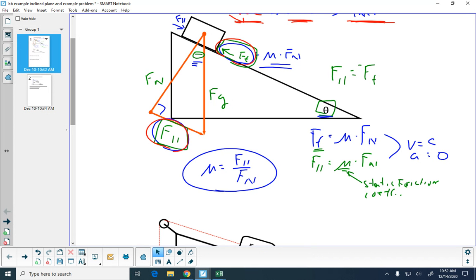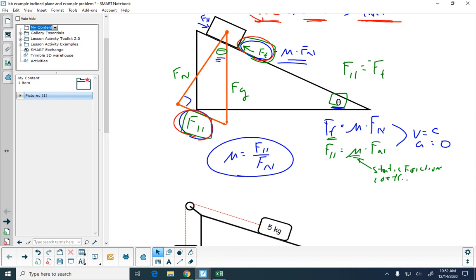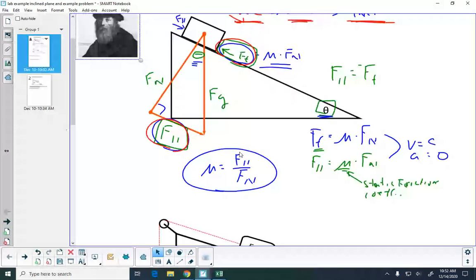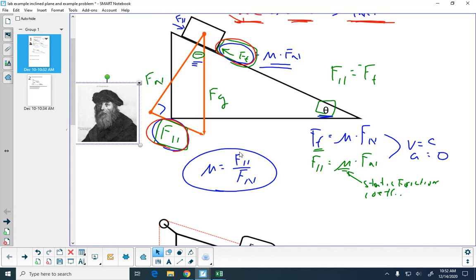Using our good old buddy Pythagoras. He just never goes away. And knowing that this is a right triangle, what is the relationship between theta, our force parallel, and our force normal? What trig ratio relates those two together? Ozzie? What relates this angle theta, tangent, to this side and this side? That is correct. So this is equal to the tangent of theta.